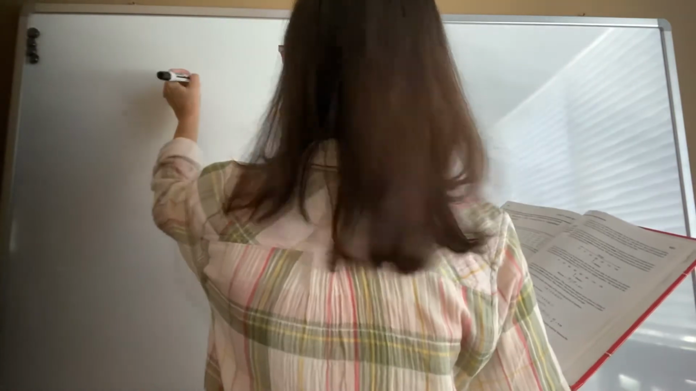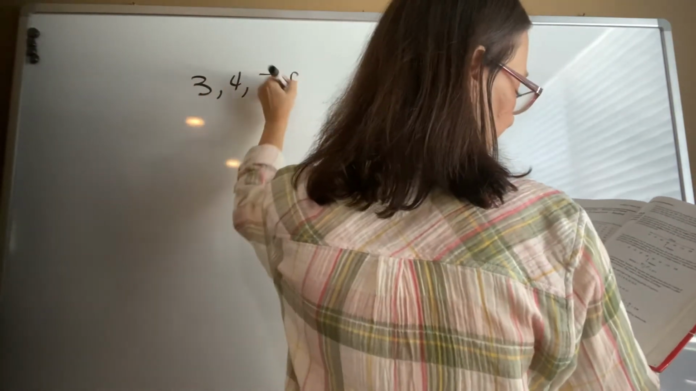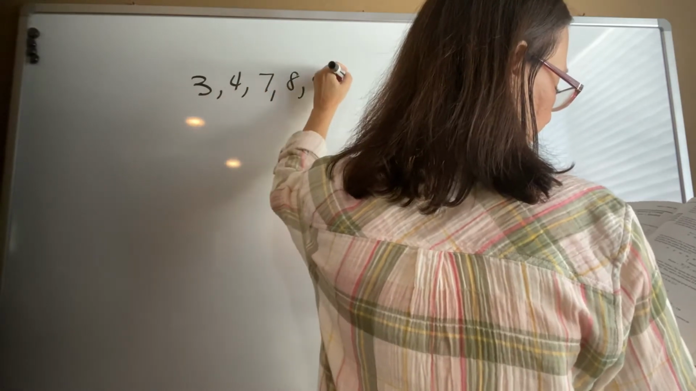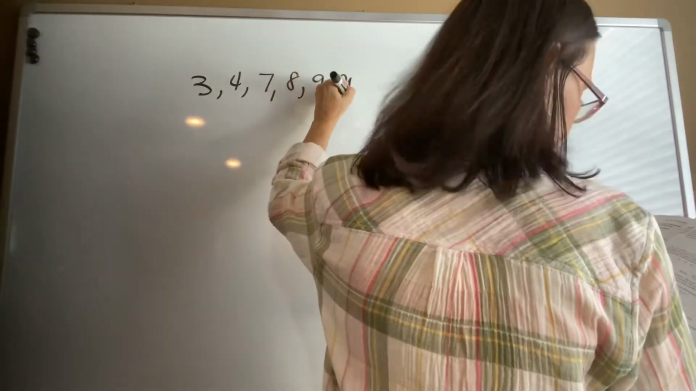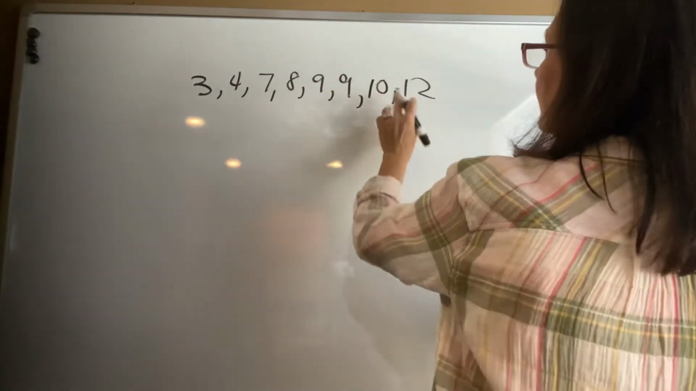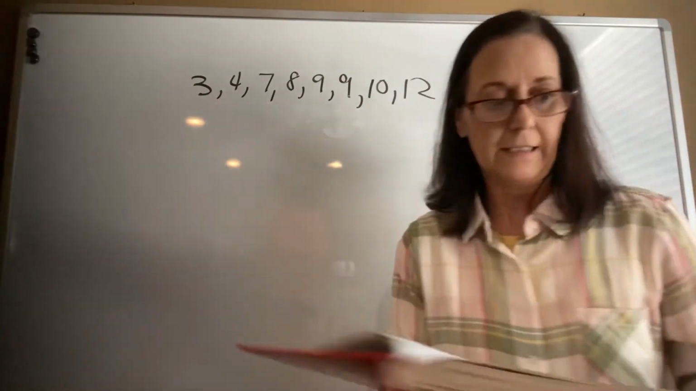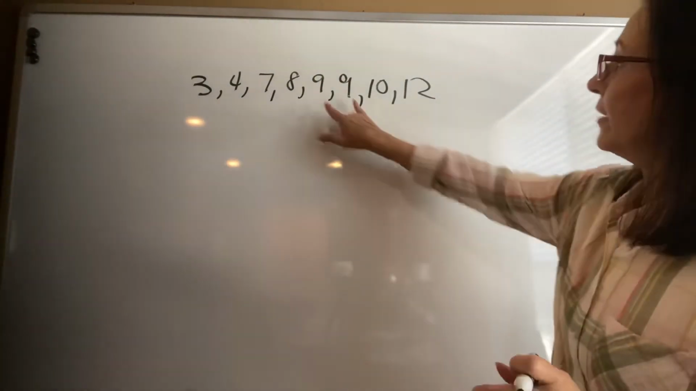All right, so we have a 3, a 4, a 7, an 8, a 9, another 9, a 10, and a 12. 2, 4, 6, 8. Do I have 8 numbers? 2, 4, 6, 8. Yes. Okay, I already know the mode is 9.